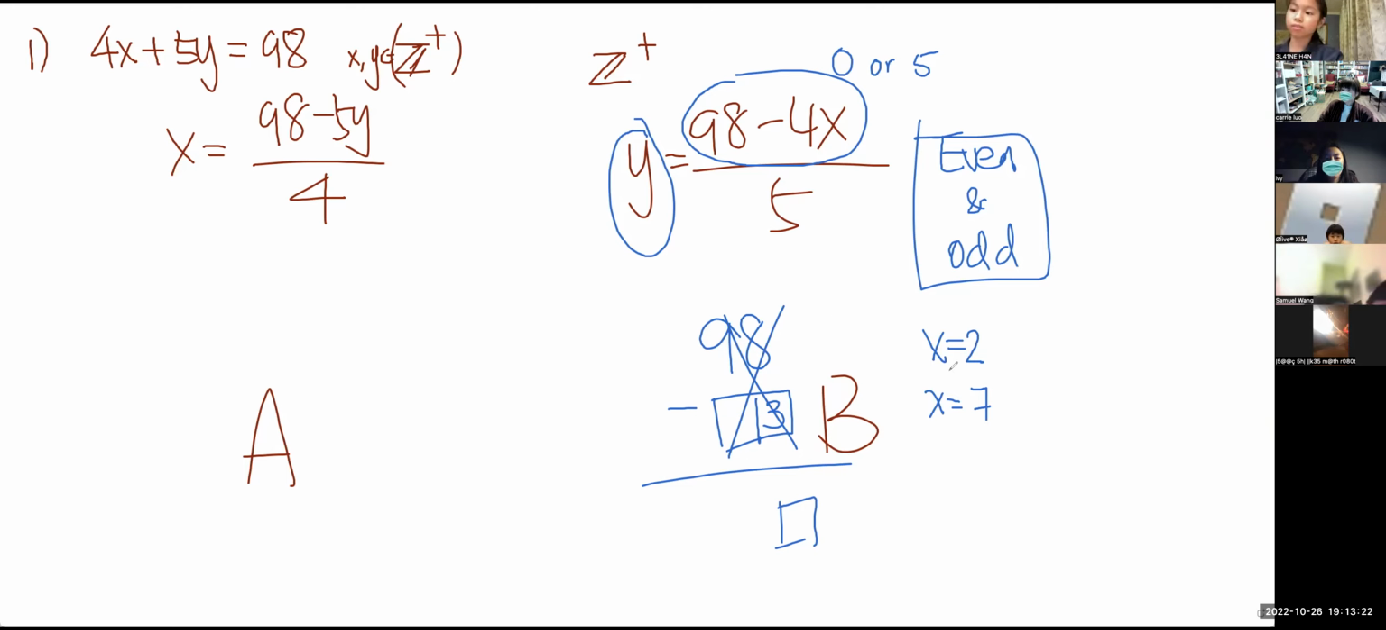Now I'm going to explain why x is not a good choice. x equals (98 minus 5y) divided by 4. There are a lot of possibilities there, because so many numbers could be divisible by 4. Not like 5, he is very picky. 5 is a picky girl. It can only divide numbers ending with 0 and 5.